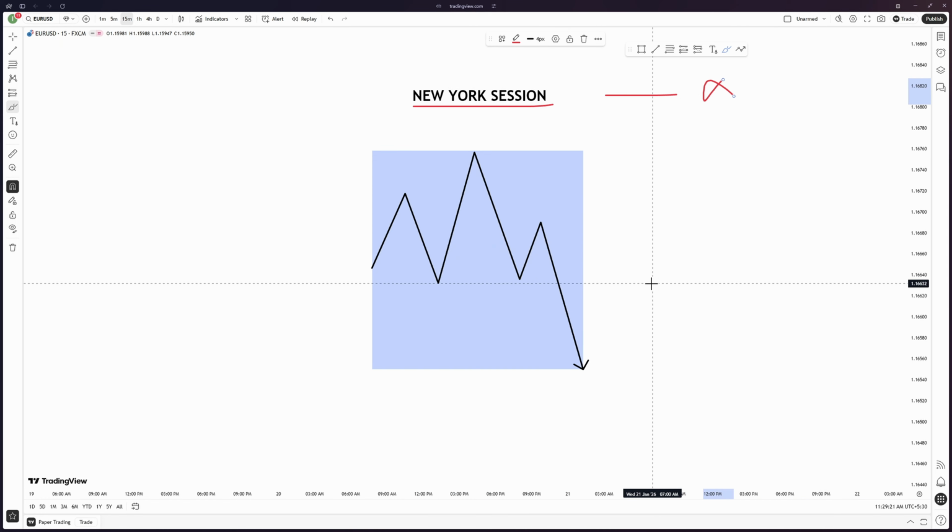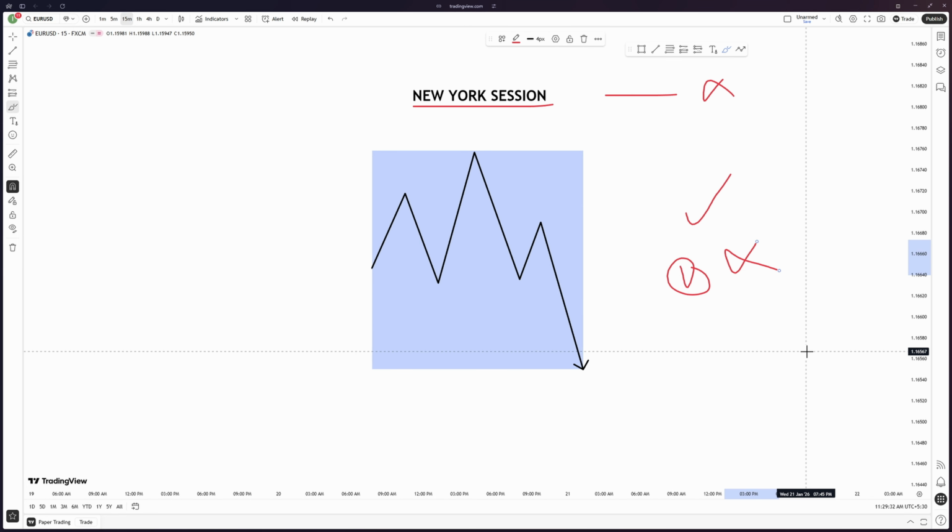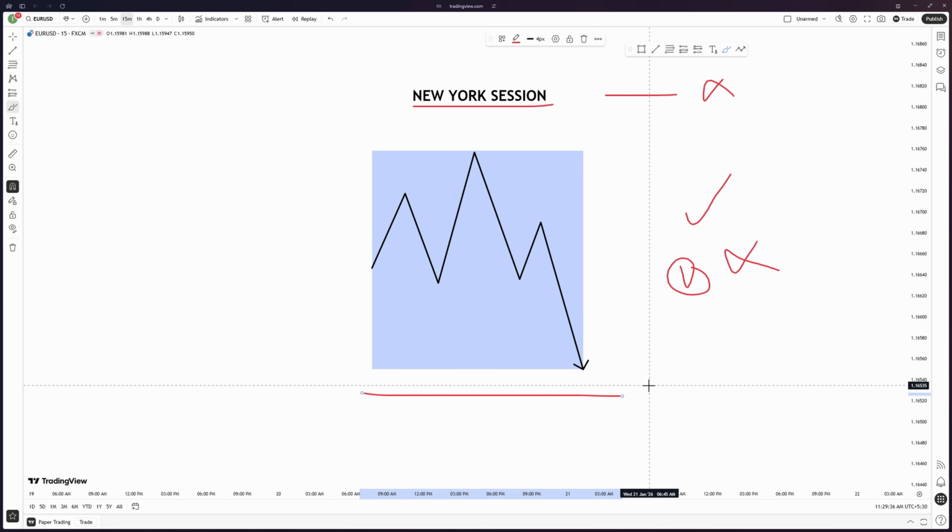So this setup is rule-based. I don't have to guess. I don't have to force any trade. If all the rules are there, I have to take the trade. If even one rule is missing, I have to stay out. Once you understand this strategy visually, you'll realize this setup is not complicated. The hard part is waiting and still not finding any trades.